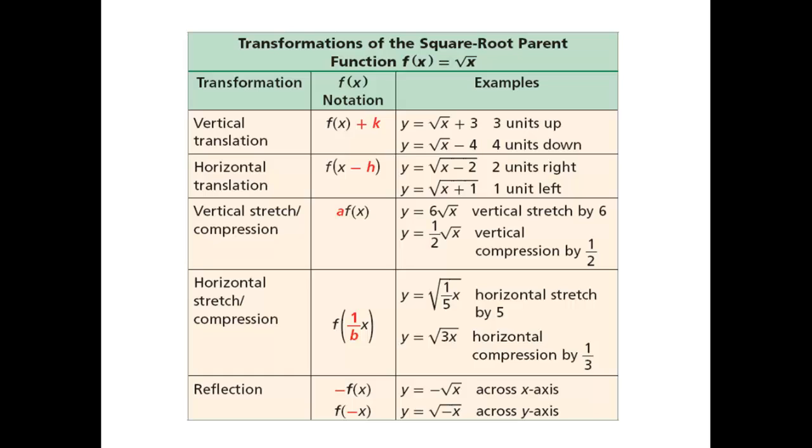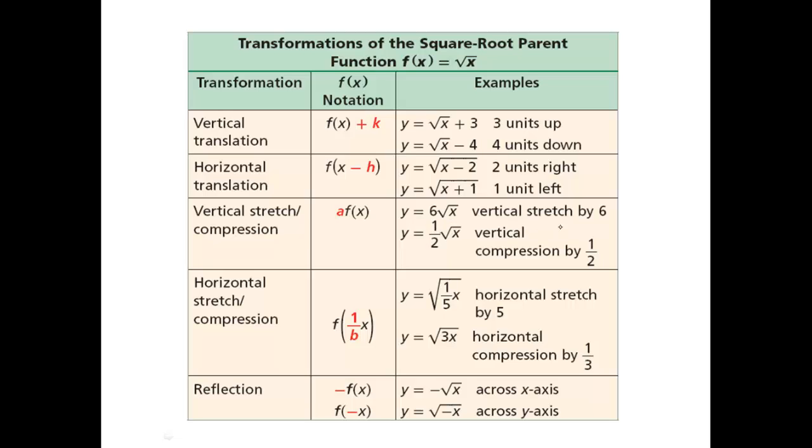Alright, here's a review of all of our transformation rules with examples. The examples are for the square root of x. It's going to be very similar if it was the cubed root. So vertical: remember, plus or minus, not with the x, is up and down. If it is with the x, remember the horizontal is opposite. So minus is to the right, plus is to the left. If the number is outside the root, then it's vertical.